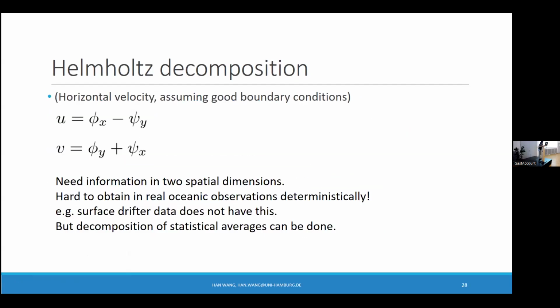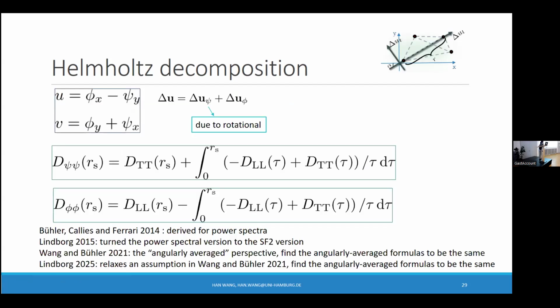So I will skip through this, and I want to mention that if you look at the Helmholtz decomposition formula, it doesn't look like it can be applied to surface drifters because it has horizontal derivatives in both directions, and your data is not regularly spaced enough for you to evaluate all these derivatives directly. However, there is a smart mathematical trick to at least decompose the contributions from the rotational and divergent components of the velocities into the second-order structure functions. This can be done at the level of second-order structure functions, although not at the level of individual snapshots.